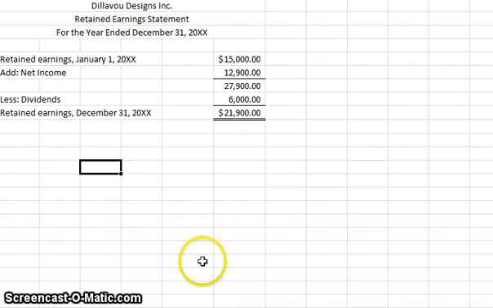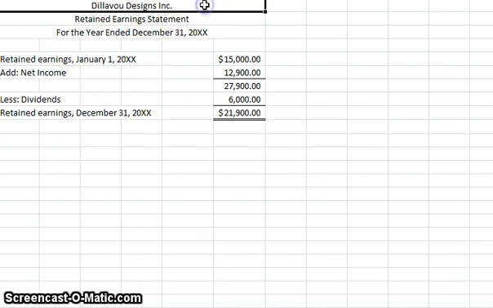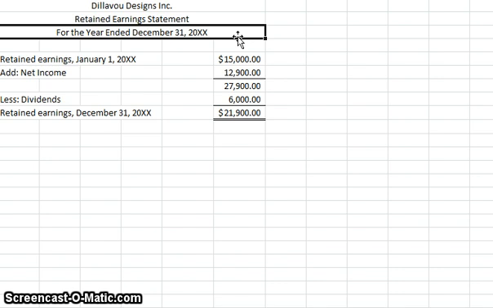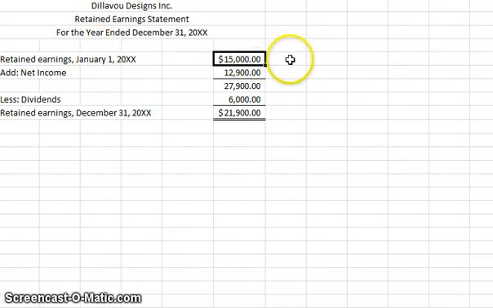So again, we start with our heading. We've got the name of the company, the name of the statement, and again, this is for the activity for an entire period. I want to see everything that happened in this account for the entire period. Again, for us, this is that year. So the very first thing I have up here is my balance at the beginning of this year.